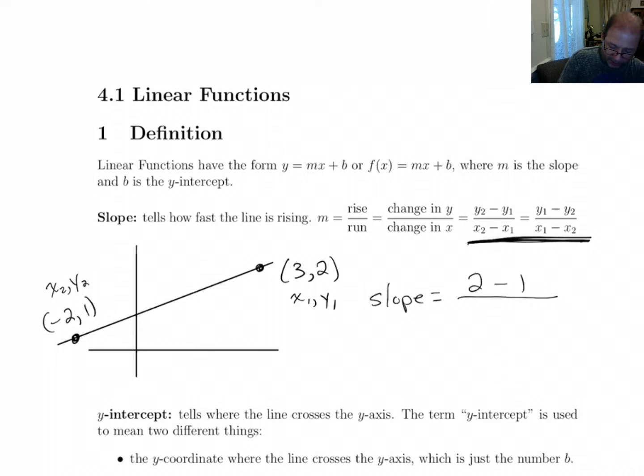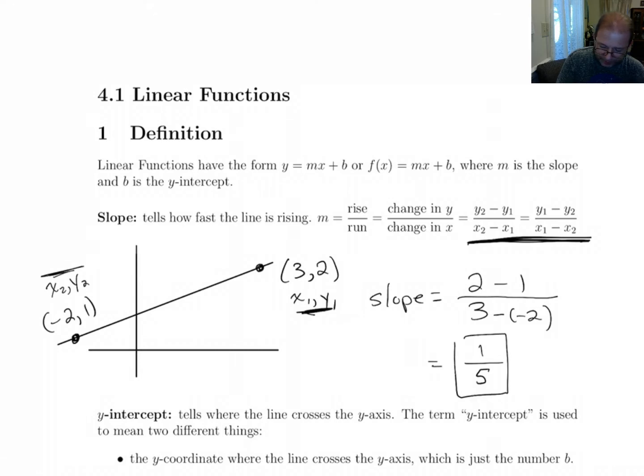The bottom is going to be the difference in x's. Now you have to do this with the same order that you did before. So in this one I did this point minus this one, so I need to do the same thing for my x's: 3 minus -2. So let's see, 2 minus 1 is 1, and on the bottom, 3 plus 2 is 5. So the slope of this line is 1/5.